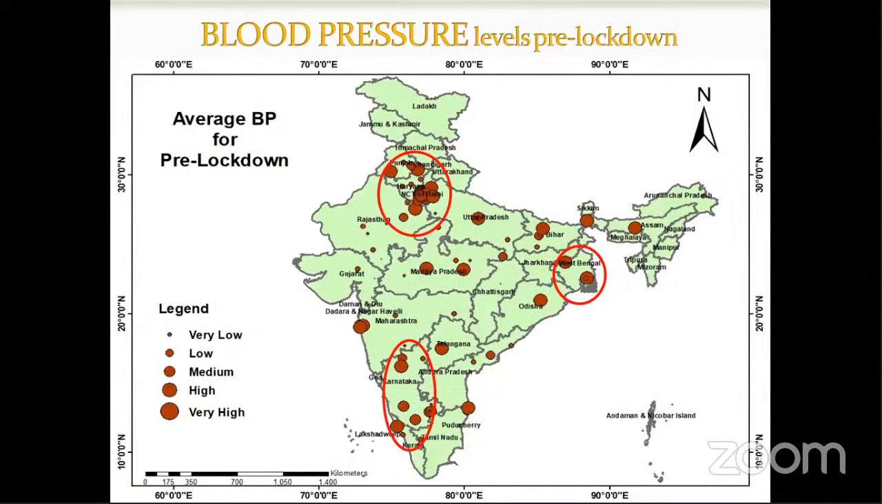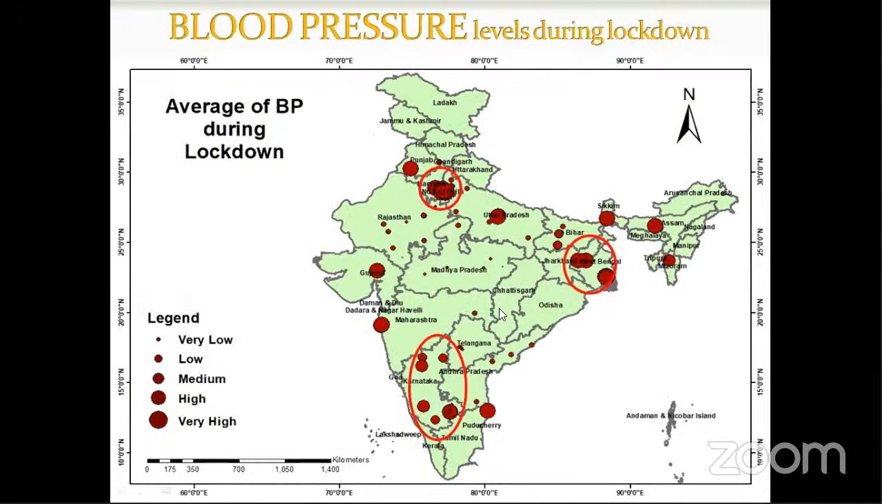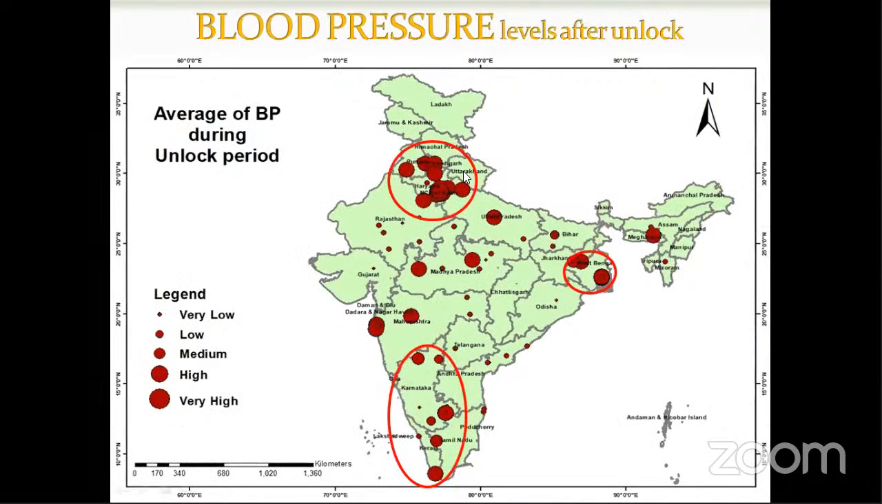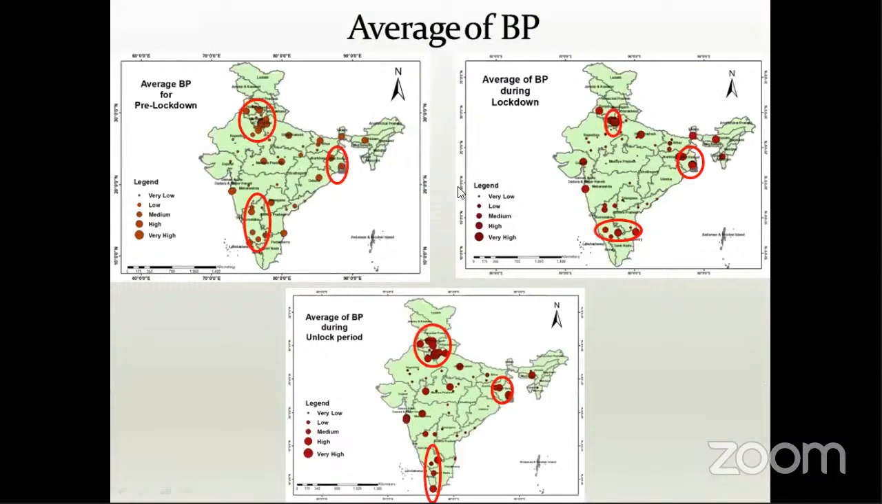The next point is blood pressure. Blood pressure is a human health condition that may arise due to inhaling poor air. We can see during the pre-lockdown, the blood pressure levels in these regions are high, whereas in the lockdown period, due to the decrease of air pollution, the blood pressure curve that was calculated for this region has considerably reduced. However, in the unlock period, again, it has increased a huge amount. So this is the slide showing the comparison. We can see clearly that the blood pressure has decreased in lockdown, whereas it has again increased in the unlock period.